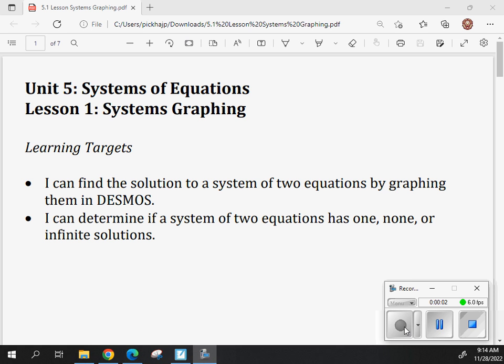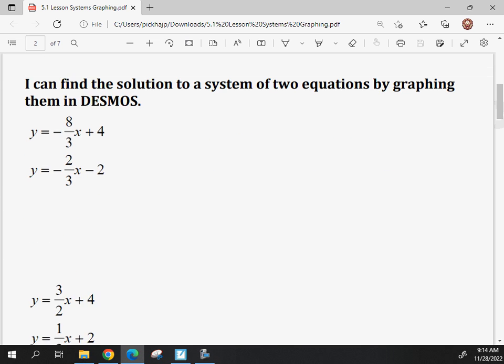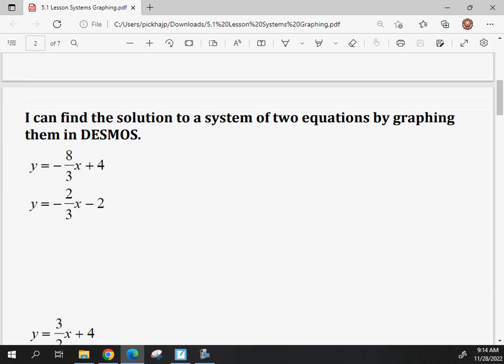Okay, today we're going to start a new unit where we talk about what we call systems of equations. And systems of equations are really just two or more equations that we graph or look at the same time, and we want to see basically when they intersect each other. And so we're going to start by solving these systems of equations by using Desmos and graphing.